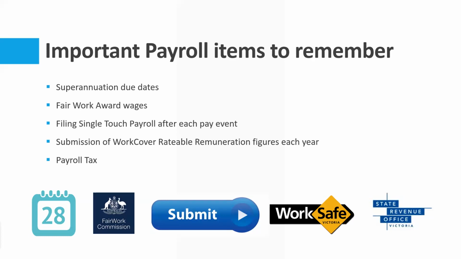And finally, if you are registered for payroll tax, you can now complete the end of year reconciliation submission. Payroll tax in Victoria is for those employers who have total wages, including super, of over $700,000.